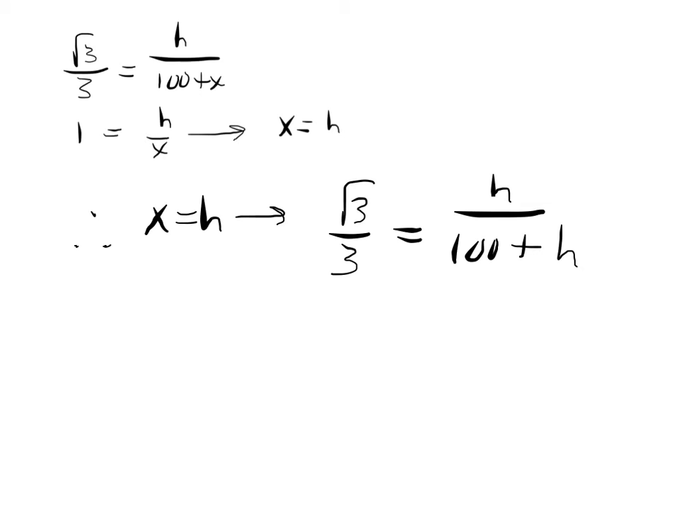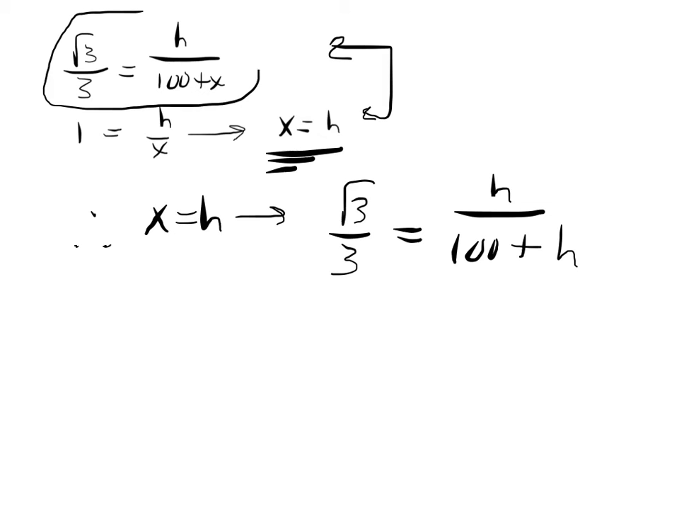Okay, so looking at, again, our two equations here that we've got. Two equations, two unknowns. If I solve the second equation here for x, because I want to have stuff with just h's, in this case, it turns out I made the numbers work out nicely. x equals h, and then if x equals h, I can plug into my first equation, get rid of the x, and then I've got root 3 over 3 equals h over 100 plus h. Now all I need to do is solve for h, and let's look at the algebra behind that.